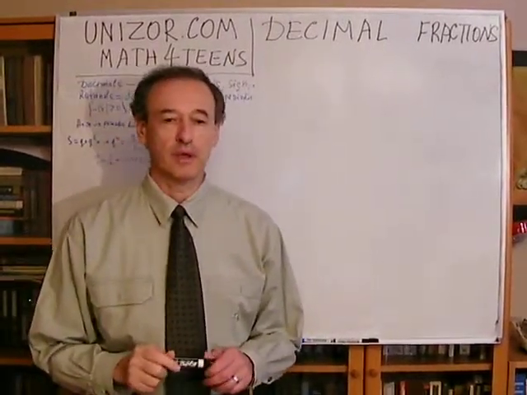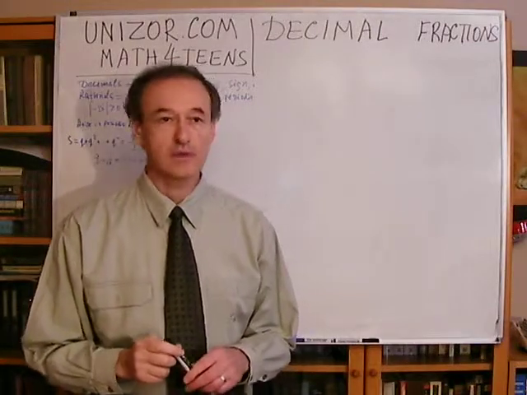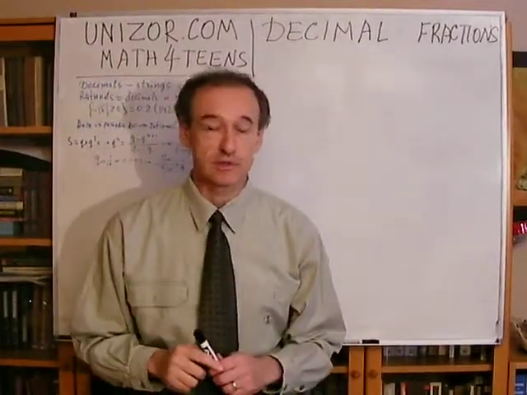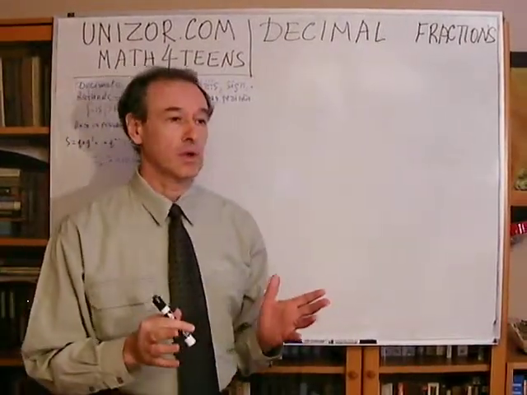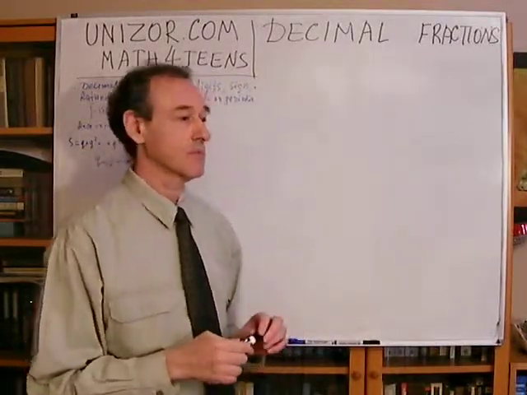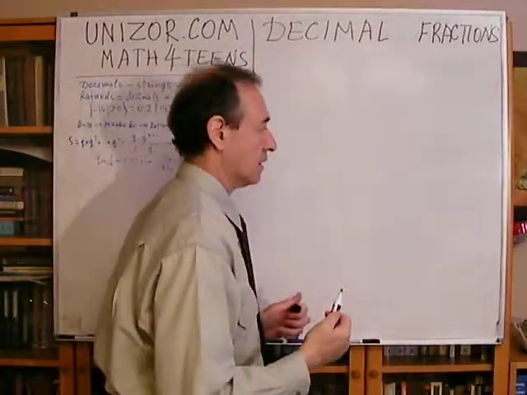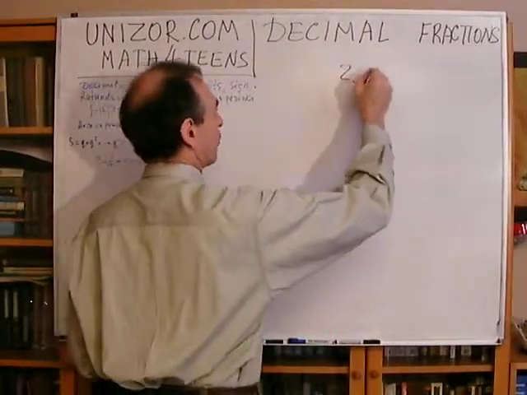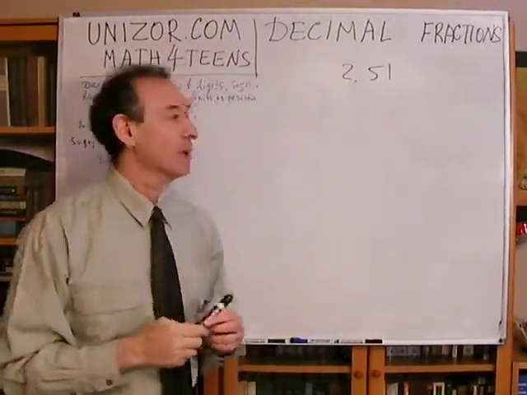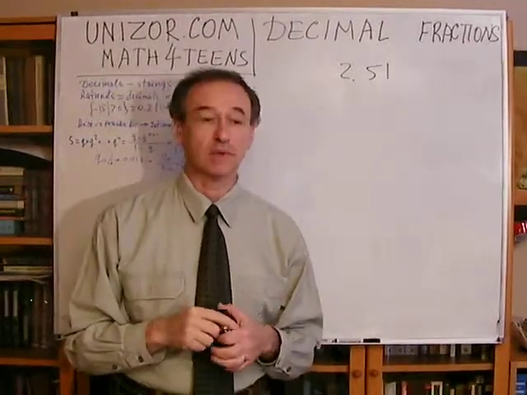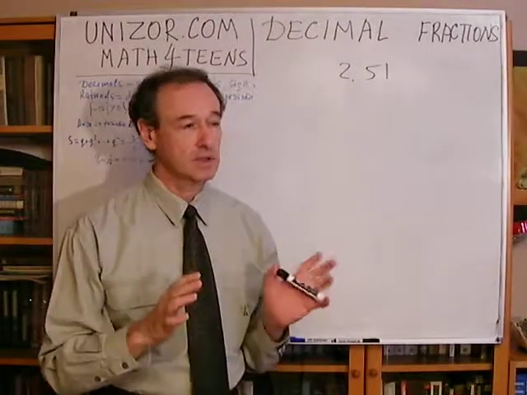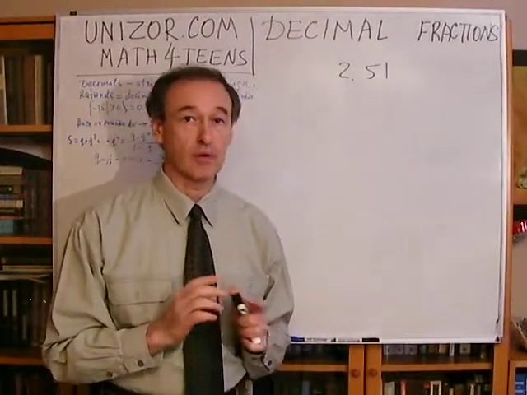Today's topic will be a continuation of rational numbers, but primarily their representation as decimal fractions. Well, first of all, what do we actually mean when we are saying that something is a decimal fraction? Everybody has an intuitive understanding that 2.51 is some kind of number expressed as a decimal number with fractions. Let's be a little bit more concrete with our definition.